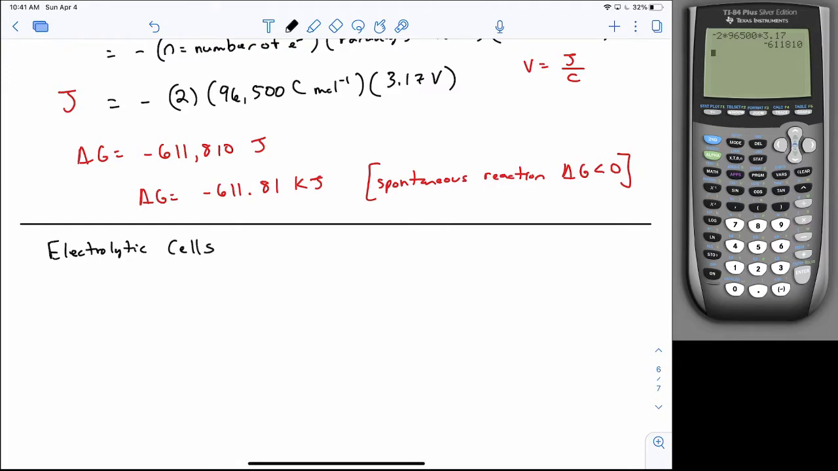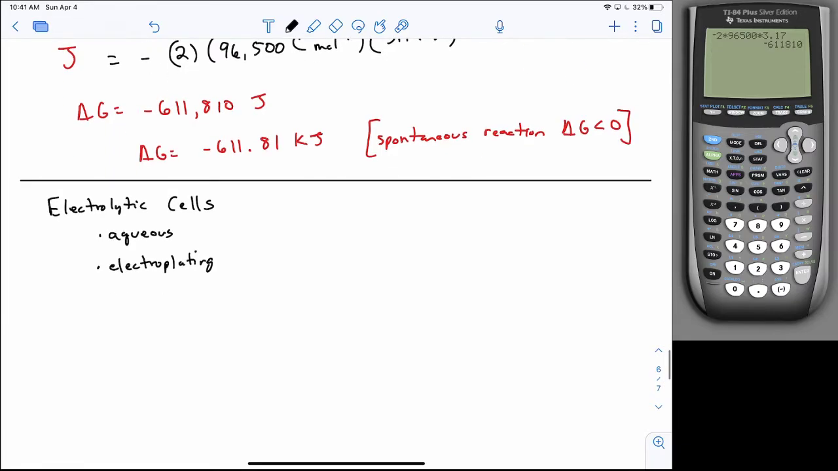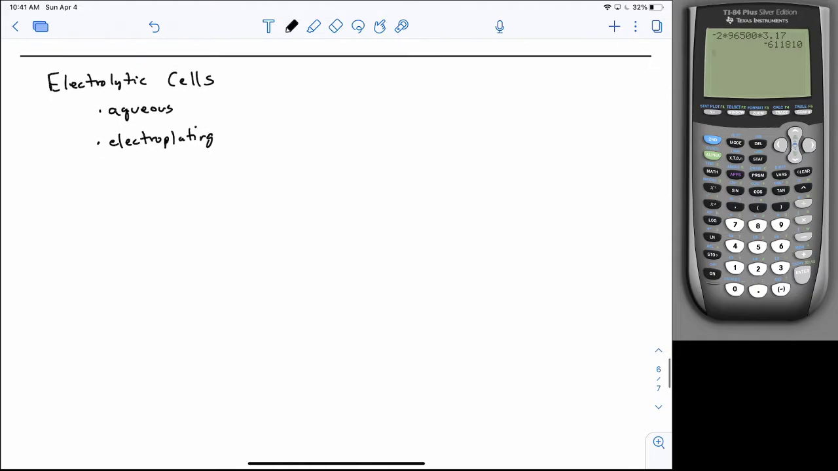Okay. Electrolytic cells. For our purposes here, we have two major ones. We have the aqueous, and then we have electroplating. They're all the same kind of electrolytic cells, but they have different purposes, so we have to understand what's happening in each of these systems. We'll first start on the aqueous cells.